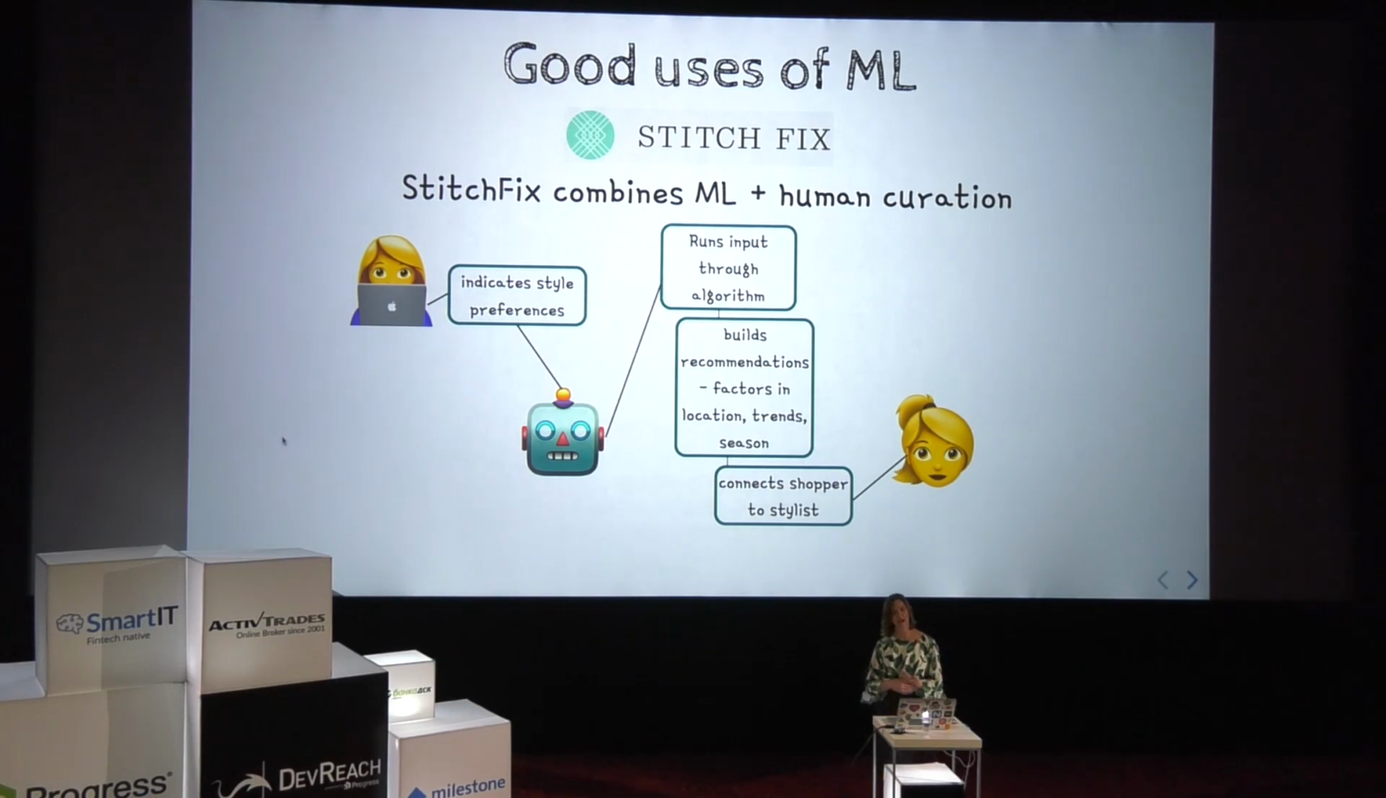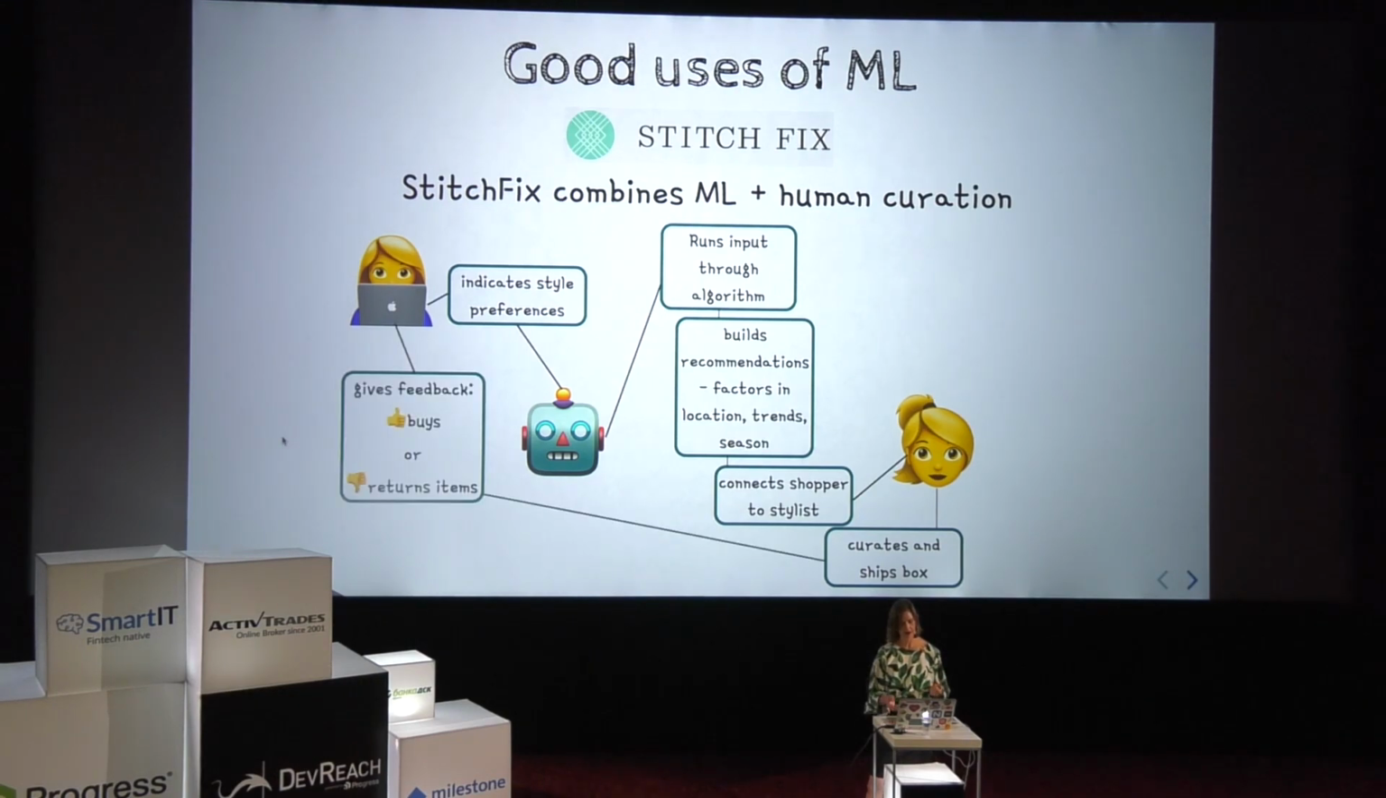And then it's connecting the shopper to a stylist. And the stylist is actually human, as far as I know. So mine is Rebecca. I'm pretty sure she's human. And this stylist is going to use your input and what the algorithm is telling her to curate a selection of clothing and then ship out a box to you. So that's really nice. And then the input loop is closed when you give feedback. And you give feedback by buying everything, basically. Or returning. You can always return items if you don't like them.